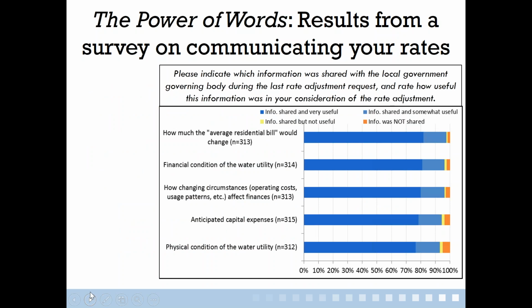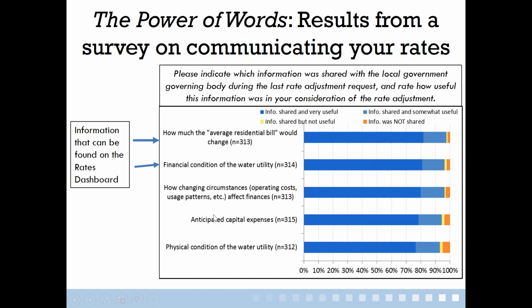So we also wanted to just show briefly some of the results of that survey. Here we have a slide that shows the results of a question that asked about the information that was shared with people who were on the local governing body, and also how useful that information was. You can see on the left the different possible responses: how much the average bill would change with a rate increase, the financial condition of the water utility, how changing circumstances might affect the finances, the anticipated capital expenses, and finally the physical condition of the water utility.